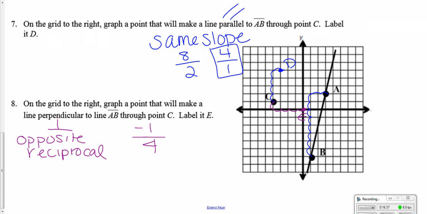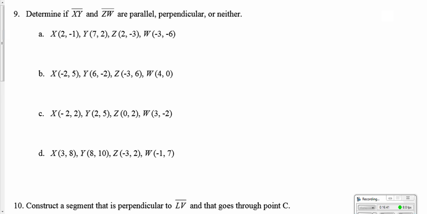All right, number 9. Determine if XY and ZW are parallel, perpendicular, or neither. And I'm given points, so I need to find my slope. Again, you can graph them if you would like to. I'm going to make sure we know how to do them just by using the algebra. Okay, so I need to find the slope of XY.